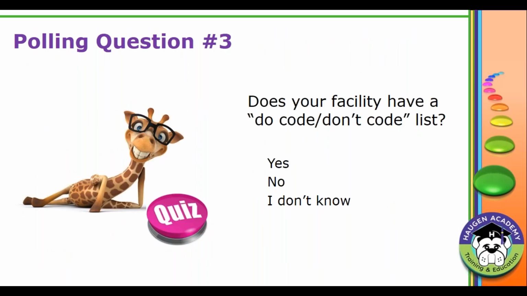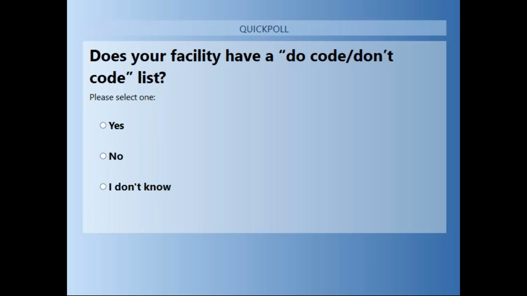Okay, Kathy, third polling question as we come into the home stretch. Does your facility have a do code, don't code list? It's always interesting to see what we find when we do these webinars, and we always share this information. I can tell you right away, you guys are quick. We've got people responding and they are all over the board. So I think that's also good to know and share. We'll have Christy talk about it here in just a second. Anyone else want to weigh in? Does your facility have a do code, don't code list? Okay, I'm going to close the poll. 3, 2, 1.